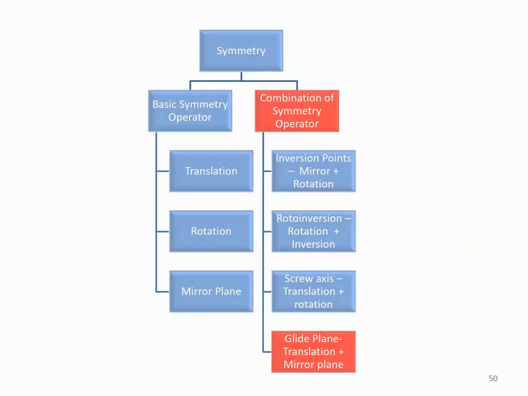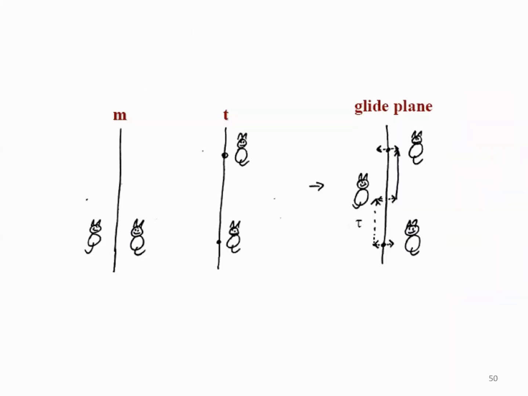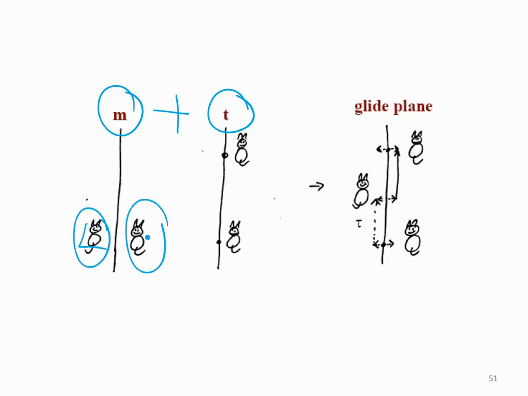Okay, the last one is the glide plane. The glide plane is basically the combination of translation plus mirror plane. Okay, so mirror plane plus translation. So if this is a left hand cat, then after the mirror plane it becomes a right hand cat. So the right hand cat has to translate to this position. So this position will come to this position after the glide plane.